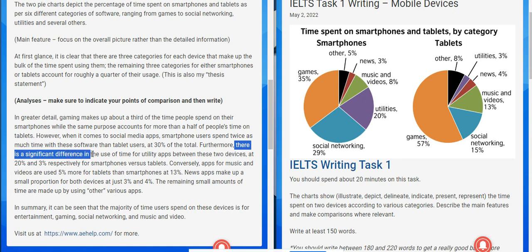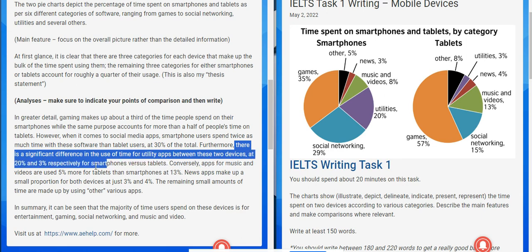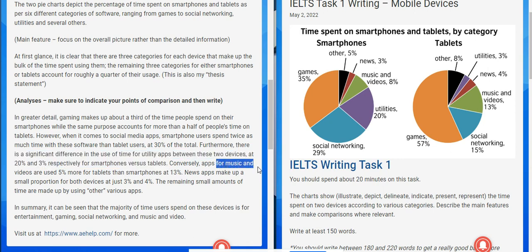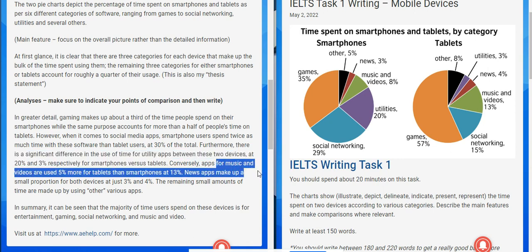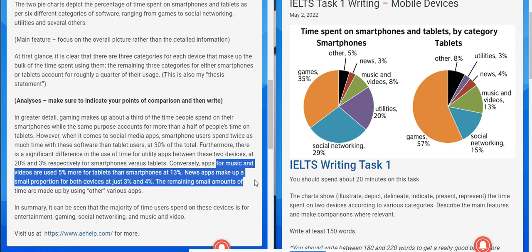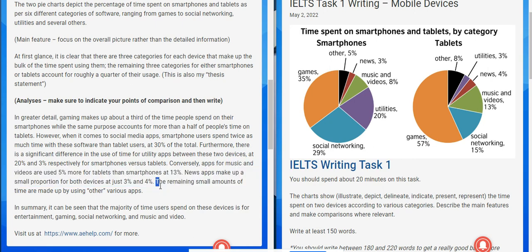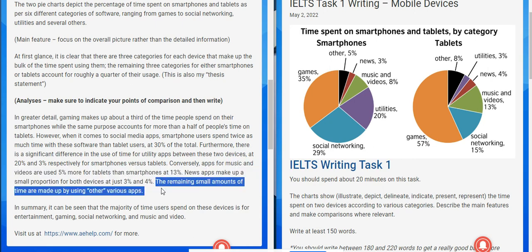There is a significant difference in the use of time for utility apps between those two devices, at 20% and 3% respectively for smartphones and tablets. Conversely, apps for music and videos are used 5% more on tablets than smartphones, at 30%. News apps make up a small proportion for both devices, at just 3% and 4%. The remaining small amount of time is made up by various other apps.